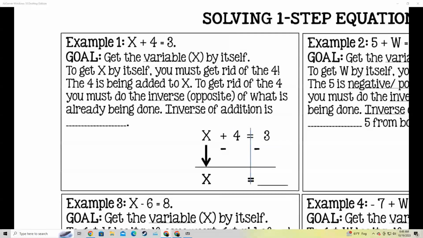So it says, example 1, x plus 4 equal to 3. I want to solve for x. The goal is to get the variable x by itself. To get x by itself, we must get rid of the 4. The 4 is being added to the x.